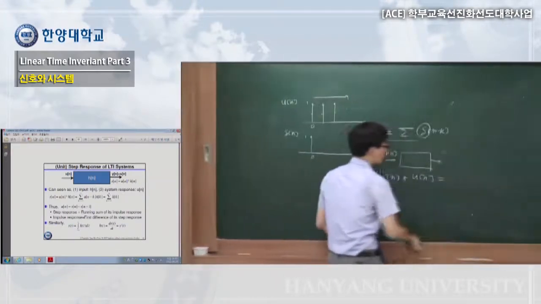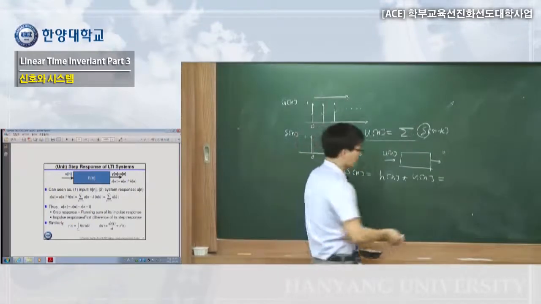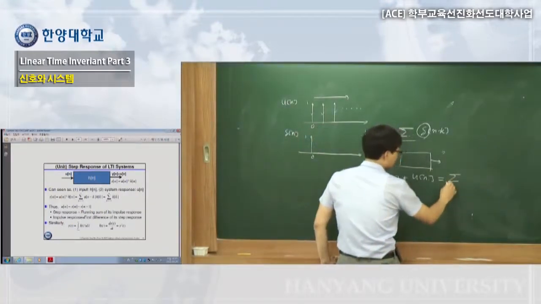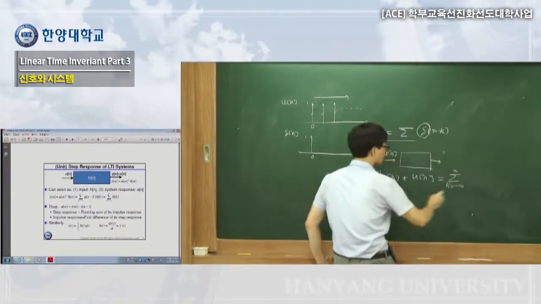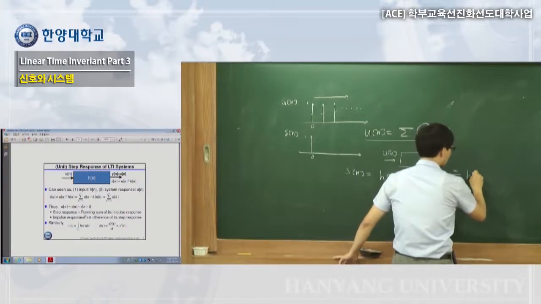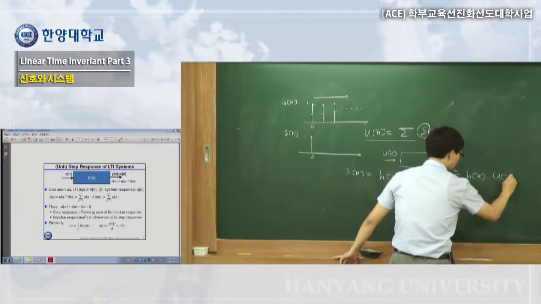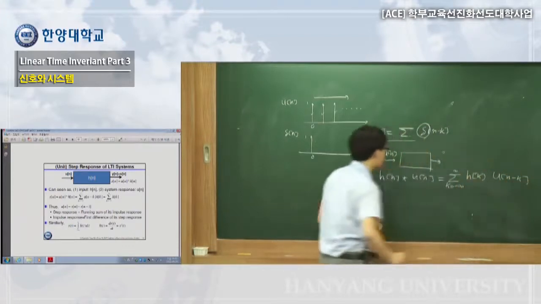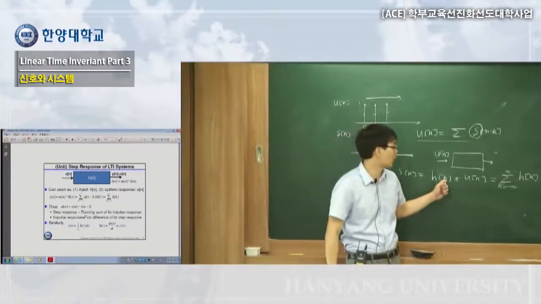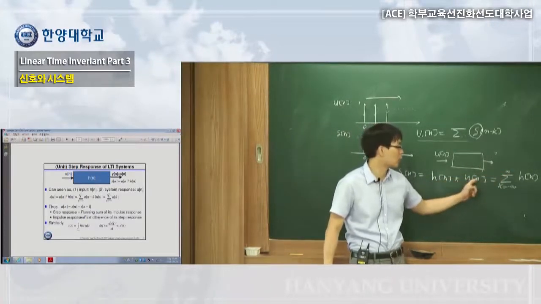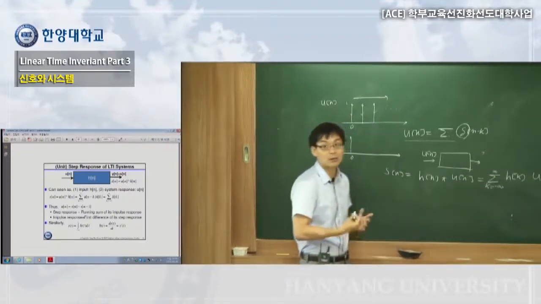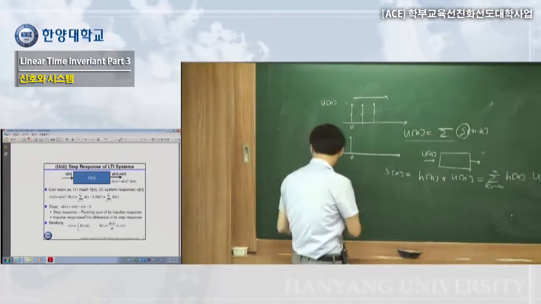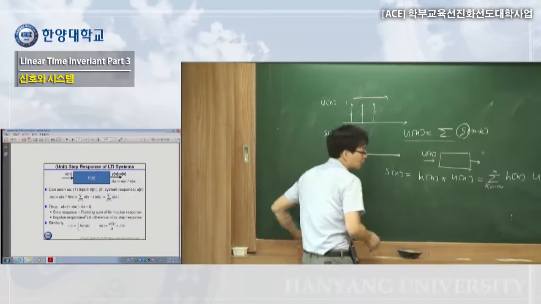Mathematically, we can describe them like this. Because this is a convolution, we pick this one, change n to k, pick this one, change n to n minus k. That's how we do the convolution, right? From here, what can you see? This one is what?